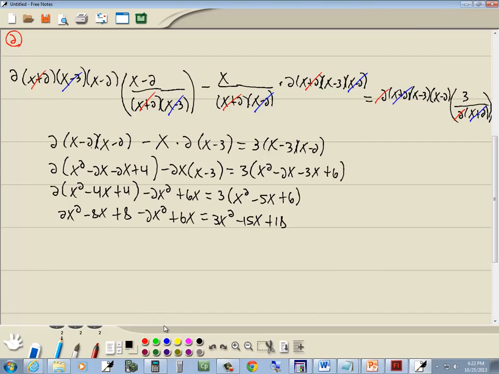Always combine together like terms at any step. 2x squared minus 2x squared cancels away. Negative 8x plus 6x, that gives us negative 2x, plus 8 is equal to 3x squared minus 15x plus 18.